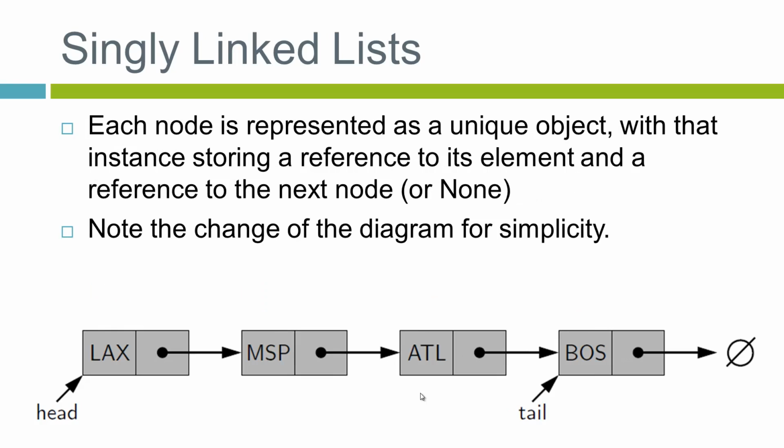Each node is represented as a unique object, with that instance storing a reference to its element, in our case, those airport codes, and a reference to the next node, or in the case of the tail, none. So we changed the diagram here just for simplicity's sake, with the reference to the element just being part of the node, instead of writing out that pointer. That way it looks a little cleaner.